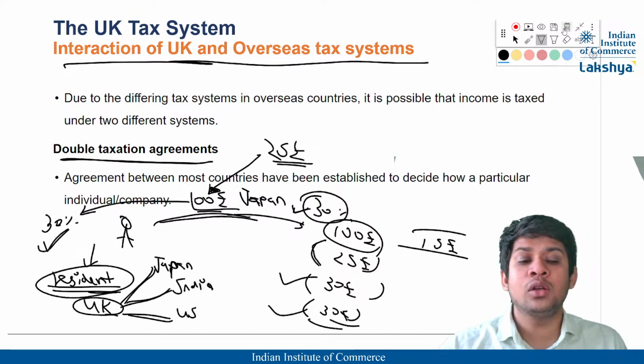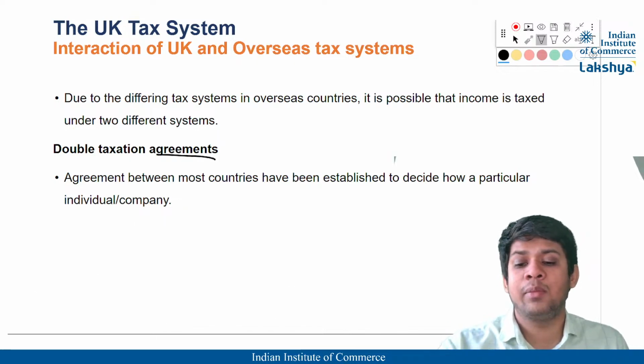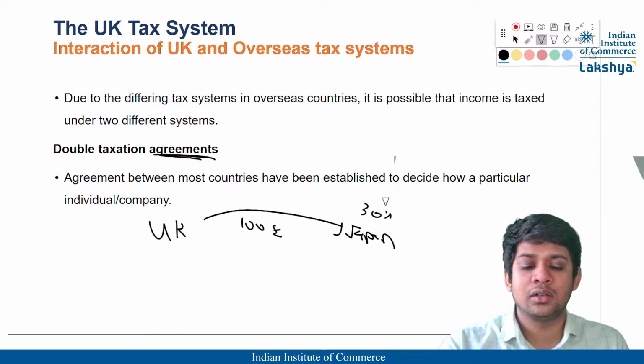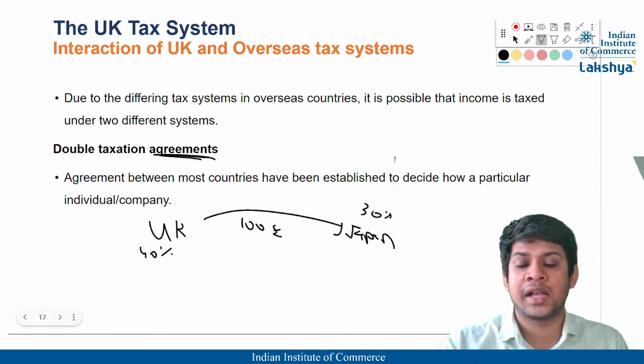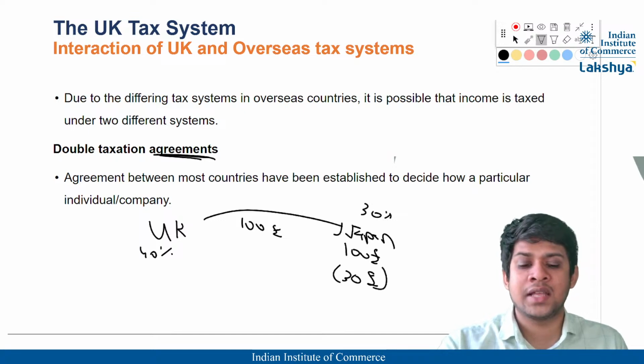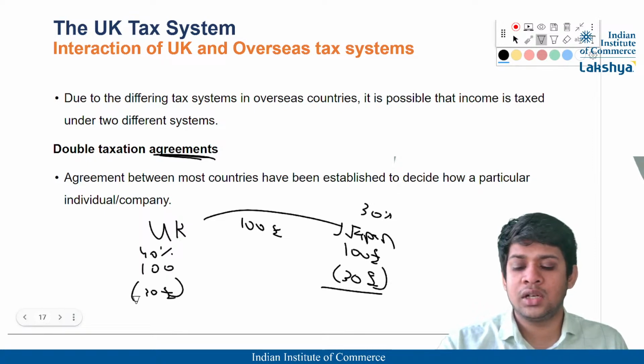So to reduce this tax burden, there are certain agreements which are made between different countries. Maybe UK would say that if you are being taxed in Japan on that 100 pounds, if in Japan it is 30% and in UK, say, it is 40% tax, then UK will say, okay, on the 100 pounds, 30 pounds you've been taxed there. So in UK, 30 pounds you've already paid. So reduce 30 pounds and only the remainder 10 pounds you will be taxed here.